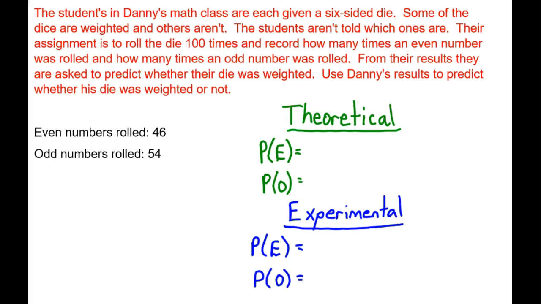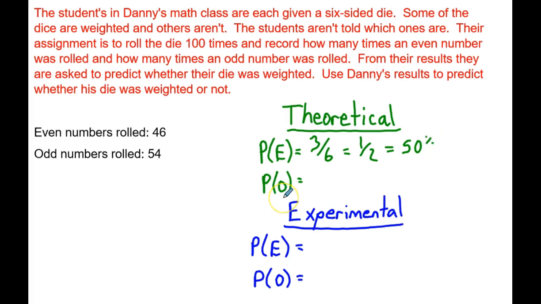We can see the results of Danny's 100 trials to the left. He rolled even numbers 46 times and odd numbers 54 times. So what we're going to do is calculate the theoretical probability and the experimental probability, and then compare those results to determine whether or not we think his die was weighted. So first, calculating the theoretical probabilities. If we think about a 6-sided die, how many even numbers are there on a 6-sided die? There are 3. So we have 3 over 6, which we could simplify to 1/2, which is equal to 50%.